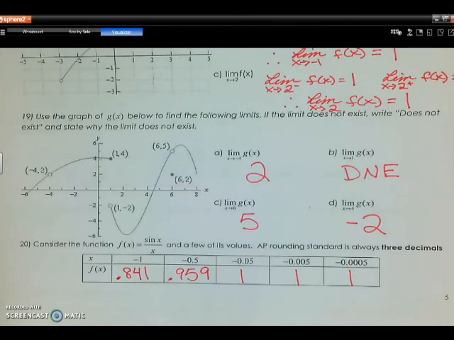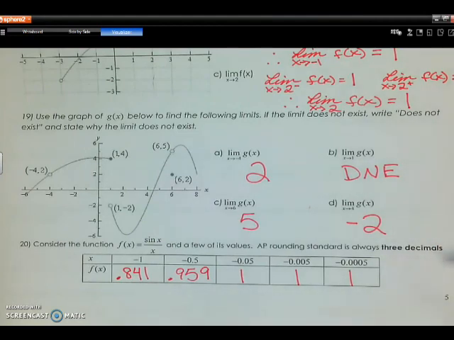So let's take a look at this function f of x here. Now remember, we know the answer to this because that was on our list of ones we had to memorize. So the answer is going to be 1. But let's just take a look at how it would look on a table.